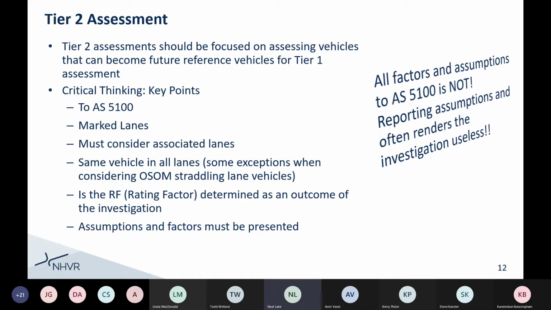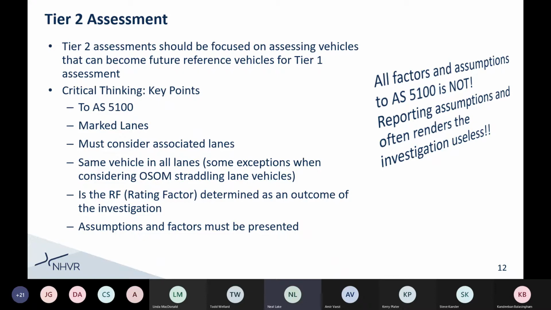Now, there can be some exceptions, obviously oversize over mass. If you've got multi-lane bridges, it doesn't make sense to put two oversize over mass vehicles on a 4-lane bridge, so to speak. So there needs to be some compromise there. So it would be common to see something a little bit different in those cases.